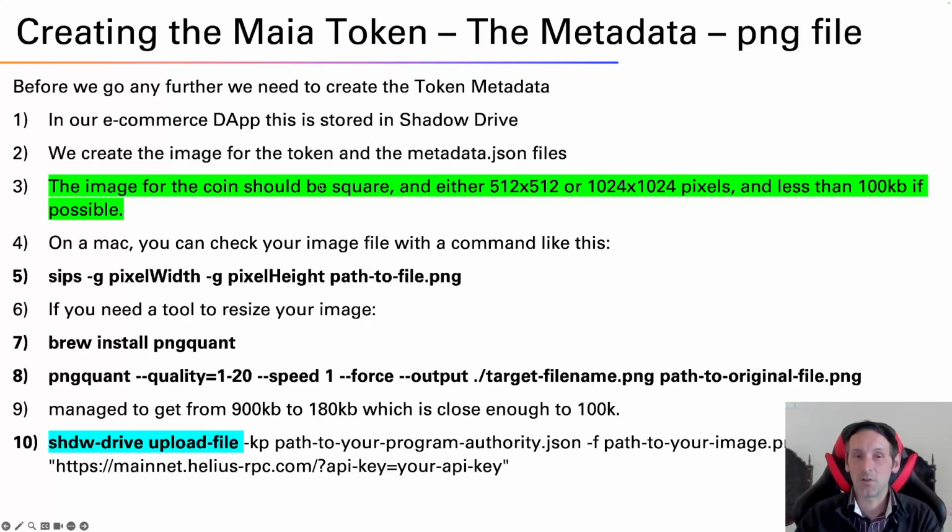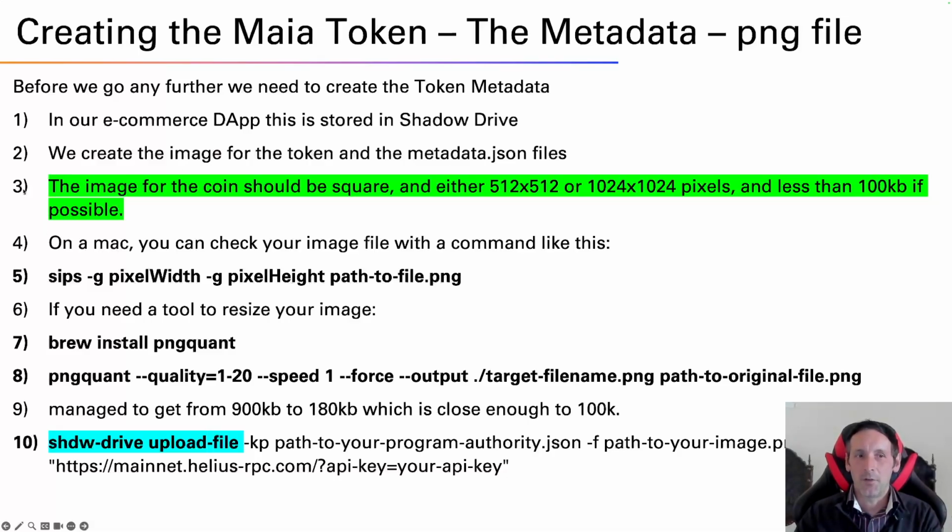this image is obviously going to be stored in Shadow Drive. As you know, I've been using Shadow Drive so far, and I'm super happy with it as my decentralized file storage application. So the first thing that I need to do is to upload the image that is going to be used for this new token to Shadow Drive. So we need to create two things: the image for the token and the metadata.json file, to also upload to Shadow Drive.